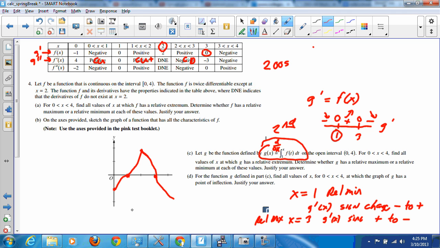So a justification for that, for part D, would just be there's a point of inflection at x equals 2 for g of x because its second derivative does what? Changes sign. That's right. Changes sign from positive to negative.